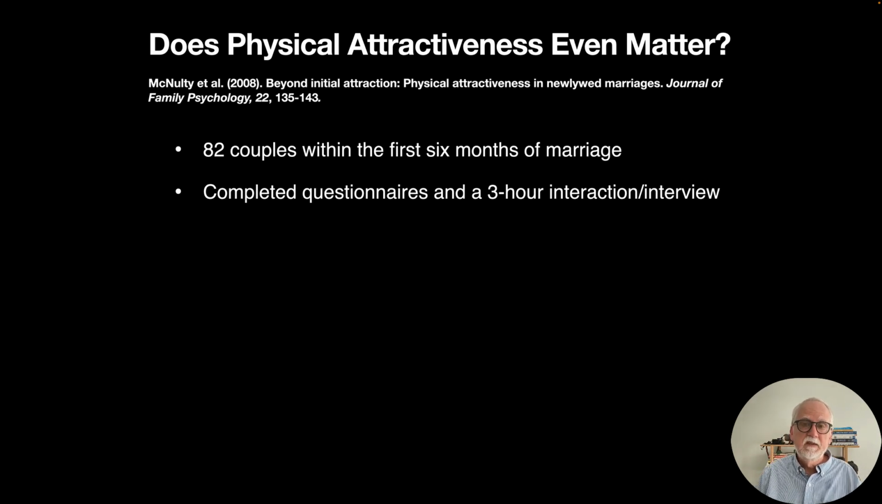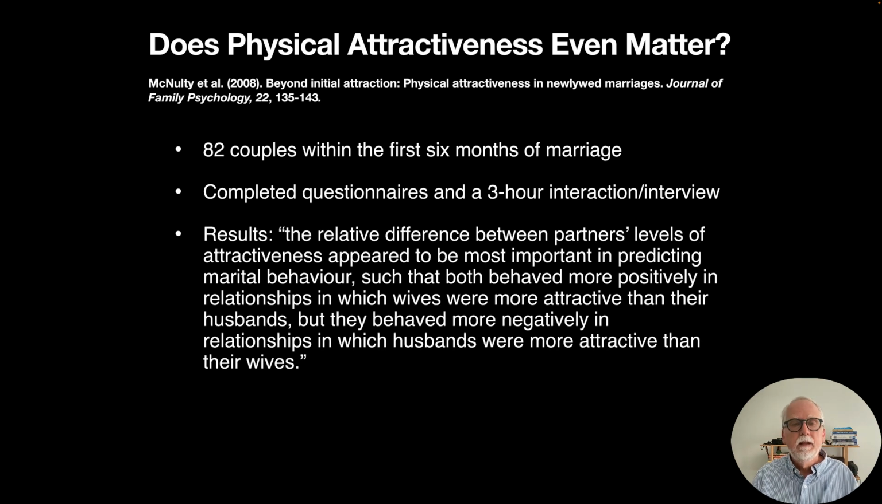Well, what did they find in terms of physical attractiveness and the data that they collected? They say that the relative difference between the partners' levels of attractiveness appeared to be most important in predicting marital behavior. So what they're saying is they had each of the two people rated by other observers in terms of how attractive they were. And they said that the relative difference was what really mattered, such that both behaved more positively in relationships in which the wives were more attractive than their husbands. So they're seeing the best sorts of behaviors and the best satisfaction when the wife was more attractive than the husband. But they behaved more negatively in relationships in which the husbands were more attractive than their wives.